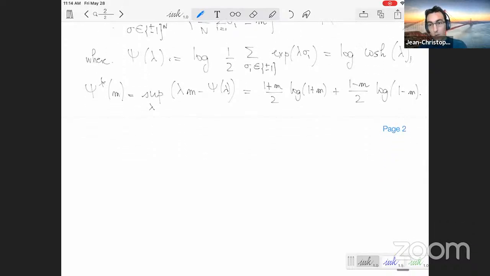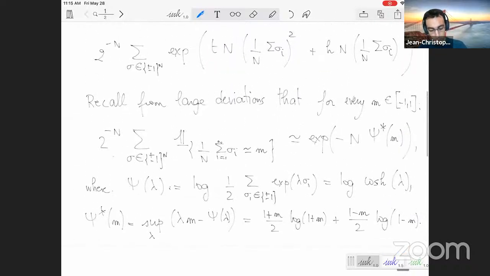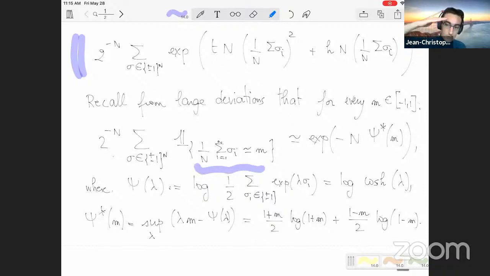So why do I want to use this? Let me go back to what I want to compute. This is what I want to compute here. I can decompose this into the different possible values of this mean magnetization. I can slice this sum: maybe I take a little epsilon and insert the indicator function that this mean magnetization is between m minus epsilon and m plus epsilon, and I span the whole interval and see how things behave.